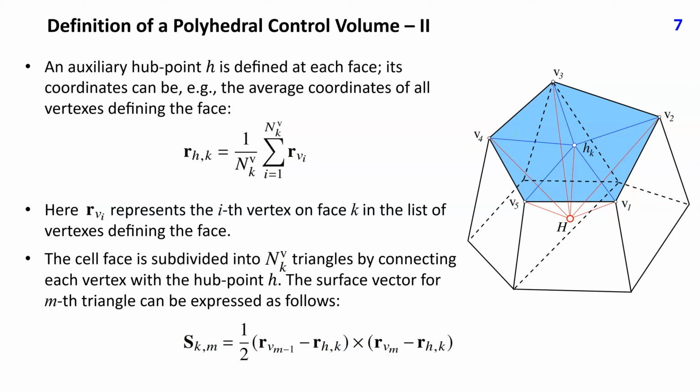Because triangles are planar, their surface vectors and centroids are easily computed. For example, the surface vector for nth triangle is half of the vector product of two vectors connecting the hub point with two vertices, as shown in this expression.